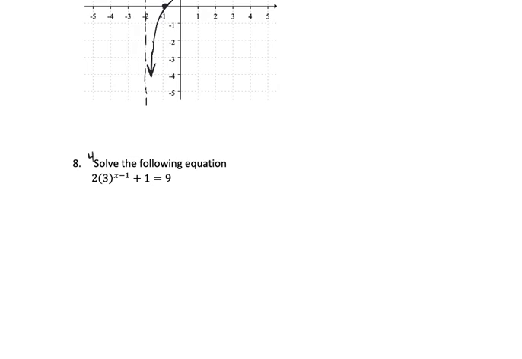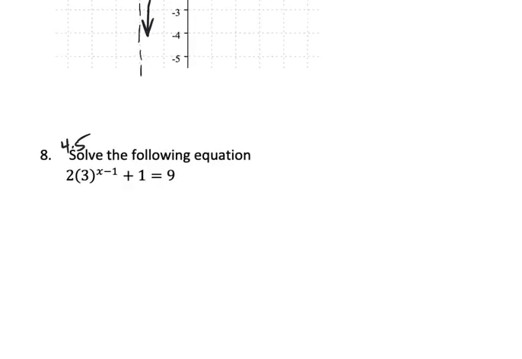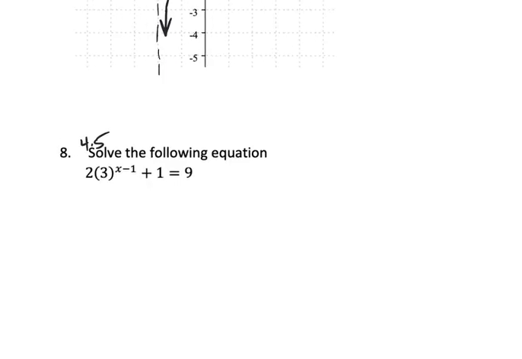Question 8 is from section 4.5. This is an exponential equation. The exponential term is the term that has the base and the exponent. So the exponential term is 3 to the x minus 1. This is what we need to isolate before we use a logarithm, because remember, the way to solve an exponential equation is with a logarithm.